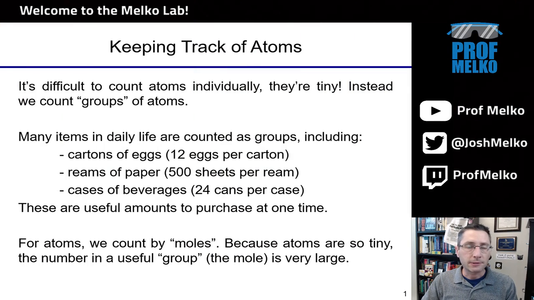As I said, it's difficult to count atoms individually. They're really small, and as humans, we're really large by comparison. We need a lot of these atoms or molecules to do something useful with. So we count these groups of atoms, and that group that we're going to use is a mole. Much like you have other units like cartons or dozens. You buy papers in reams, you buy cases of beverages, if you're old enough. That's just a useful amount of that thing, useful amounts to purchase at one time. So this concept of a mole is really just scientists' useful amount of atoms or molecules.